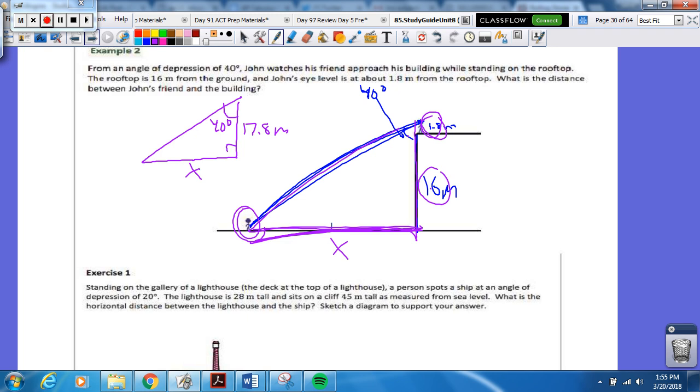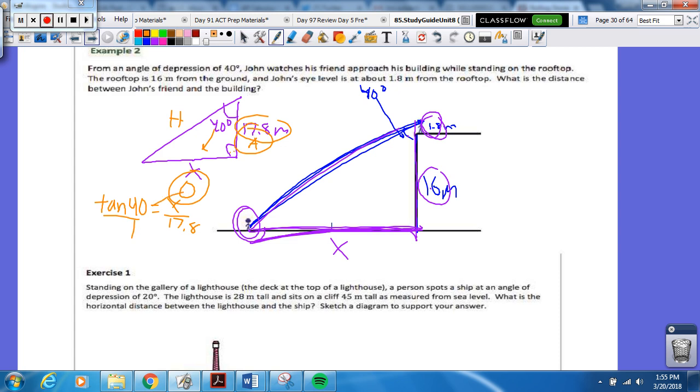First, I got to mark this up. Right triangle here, so right triangle means I can use trigonometry. So this is going to be opposite. This is going to be adjacent, and opposite the right angle is the hypotenuse. So I got opposite and adjacent again. Oh yeah, I know what that is. Tangent. So the tangent of 40 equals opposite, which is X, divided by the adjacent, which is 17.8.